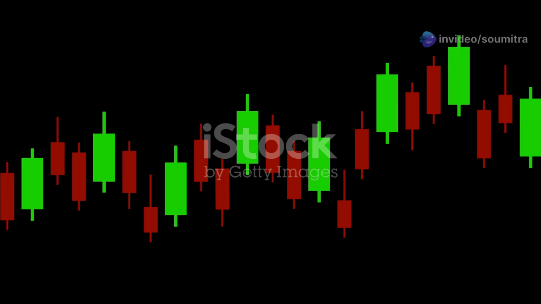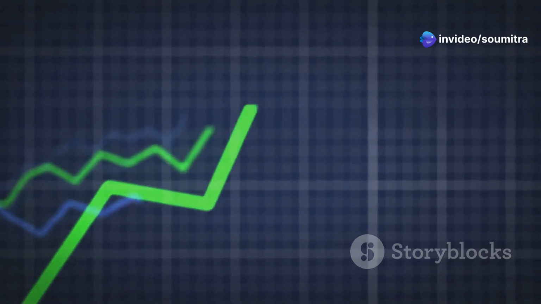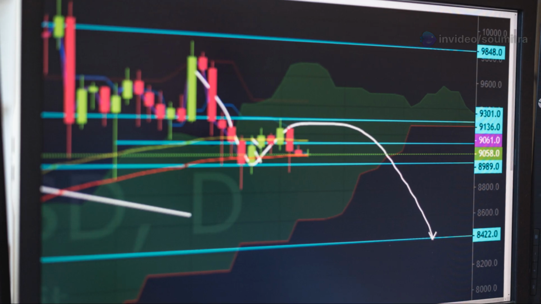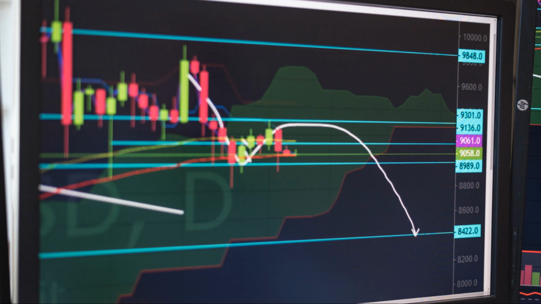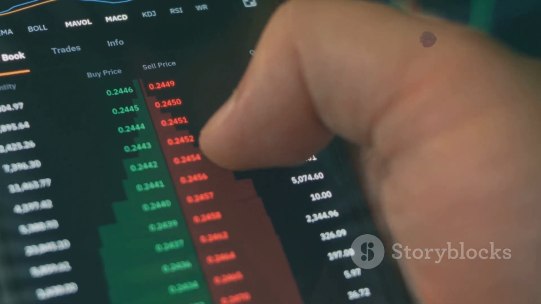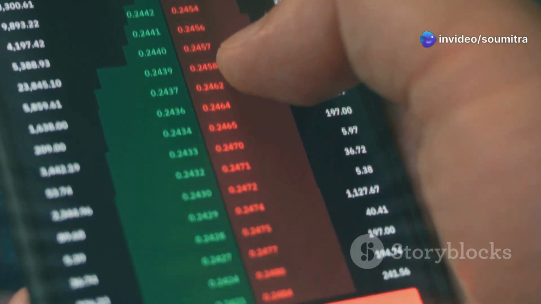It's a continuation pattern. The second scenario is at key horizontal levels. These are significant support and resistance areas on your chart where the price has reversed multiple times in the past. An inside bar at these levels can signal a major turning point in the market.